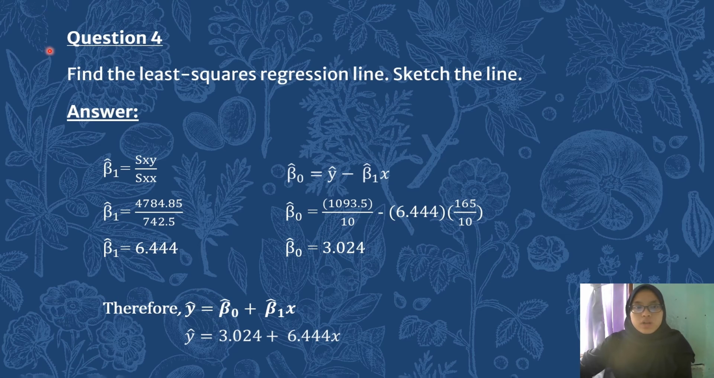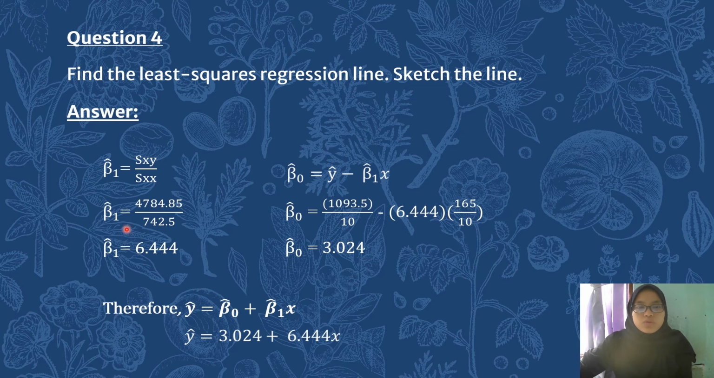Okay, next we move to question number 4. In this question, we have been asked to find the least squares regression line and sketch the line. To answer this question, there are a few steps that need to be done. The first one is we need to find the slope. The slope is denoted by beta 1 cap. The formula for slope is beta 1 cap equal to Sxy over Sxx. The values of Sxy and Sxx we have found in the previous question, so we just replace the values into this formula.